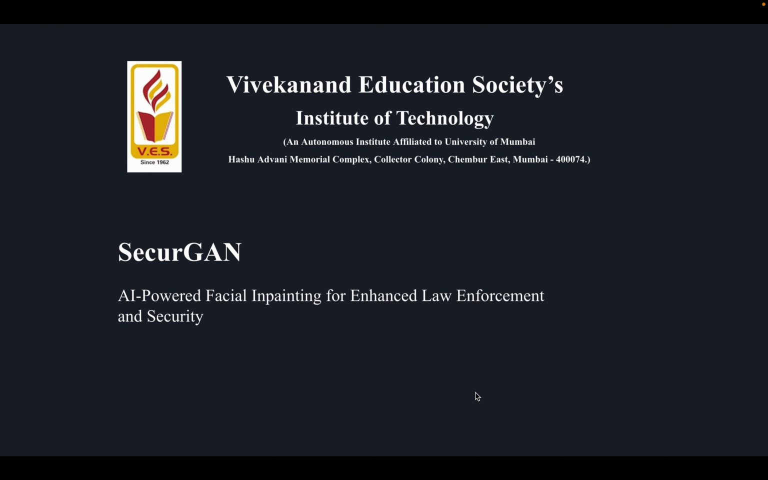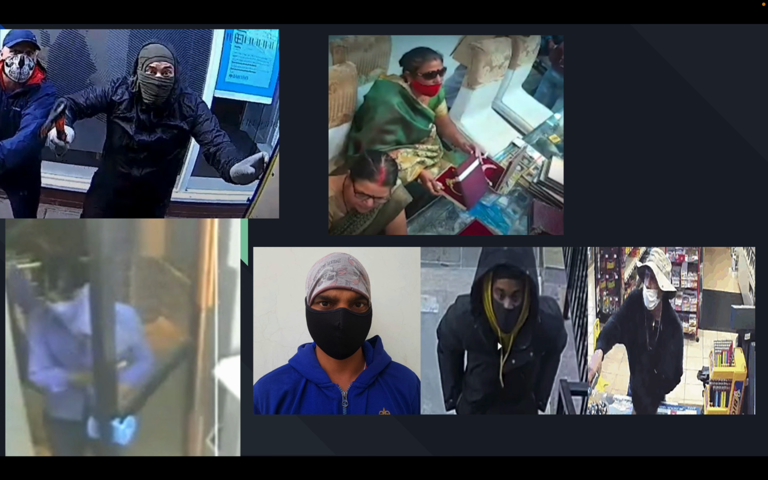Today we are here to present our final year project on the topic of secure GANs. Now secure GANs is an AI powered facial imprinting system which basically helps us to reconstruct the damaged face and generate a new face over it and produce possible outcomes from that masked or damaged image. Mostly we see thefts around us wherein the culprit or the thief tries to hide his or her face, and so our objective for this project is to unmask these faces and construct their real faces back.